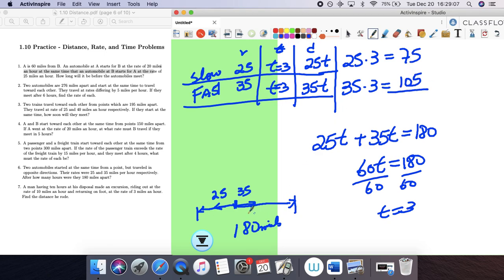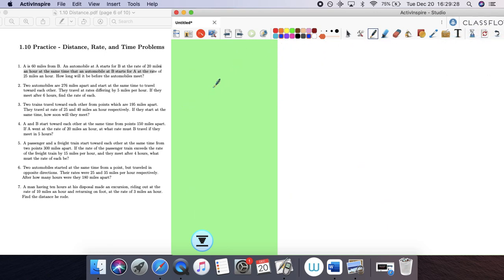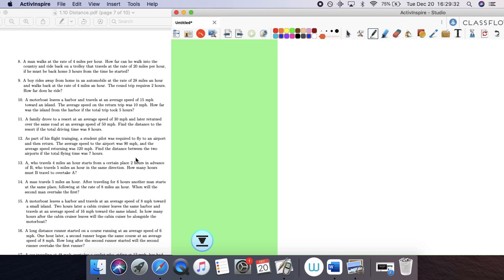So that means that the slow car went this way, he traveled 75 miles. The faster car went this way, traveled 105 miles, right? And after 3 hours, I said stop. And we measured the distance that they're away from each other, and notice 75 plus 105 equals 180. We know we are correct. What's next?